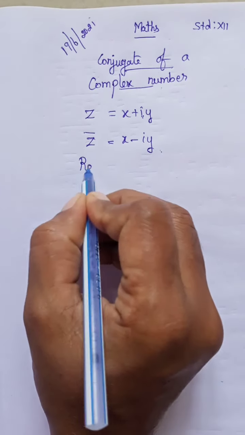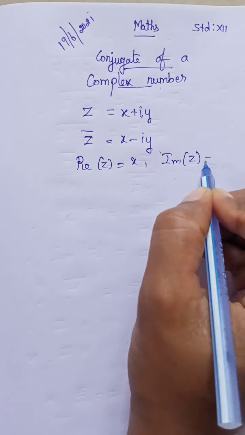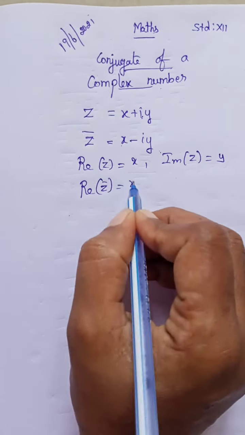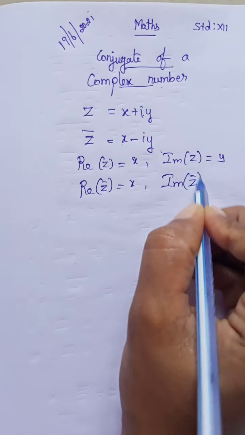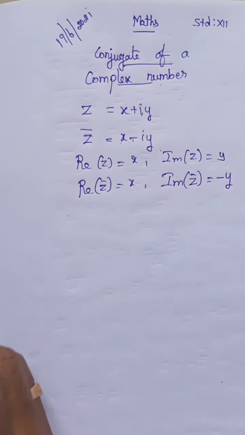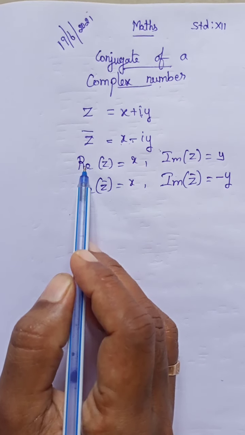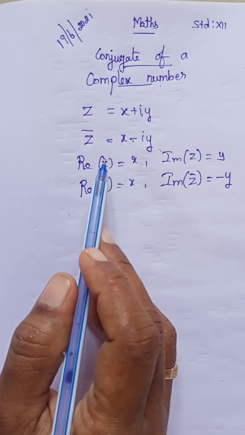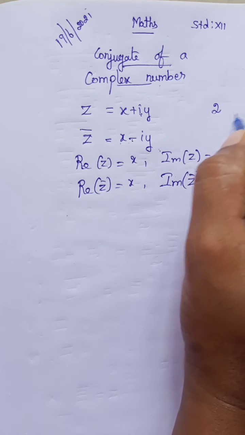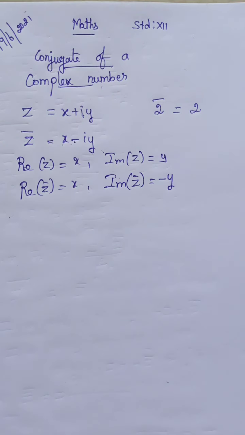And we know that the real part of z is x and the imaginary part of z is y. The same way, the real part of z bar is also x, and the imaginary part of z bar is equal to minus y. So when the number is real, the conjugate of a real number is always the same number. There will be no change. For example, the conjugate of 2, again that is 2 only. There is no change in the real number.